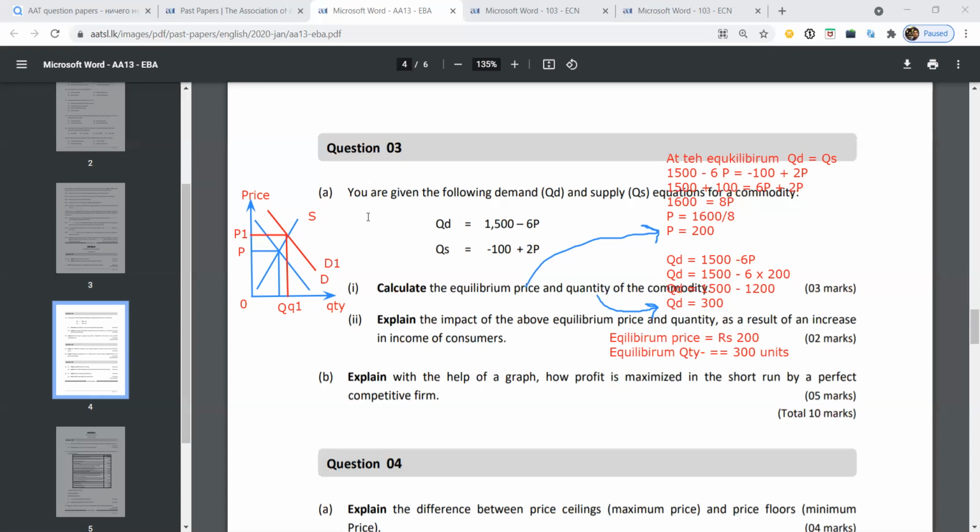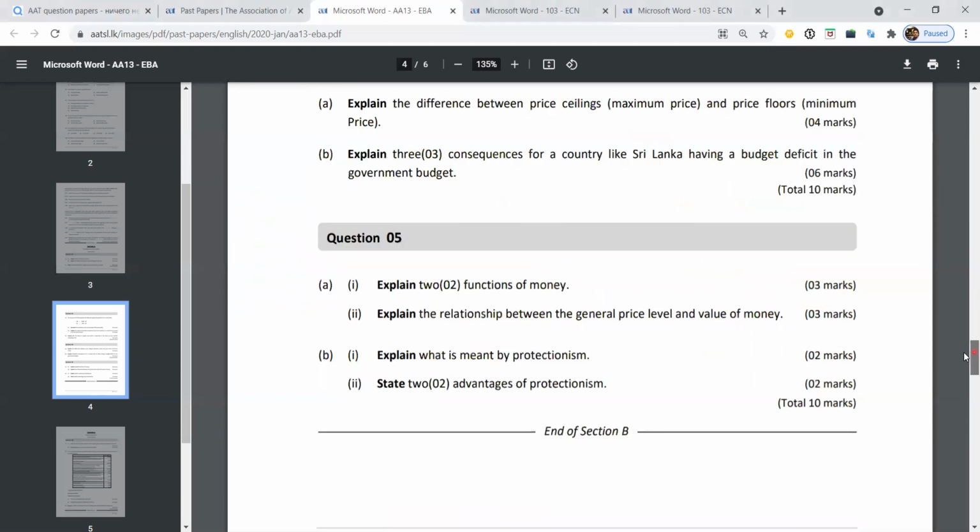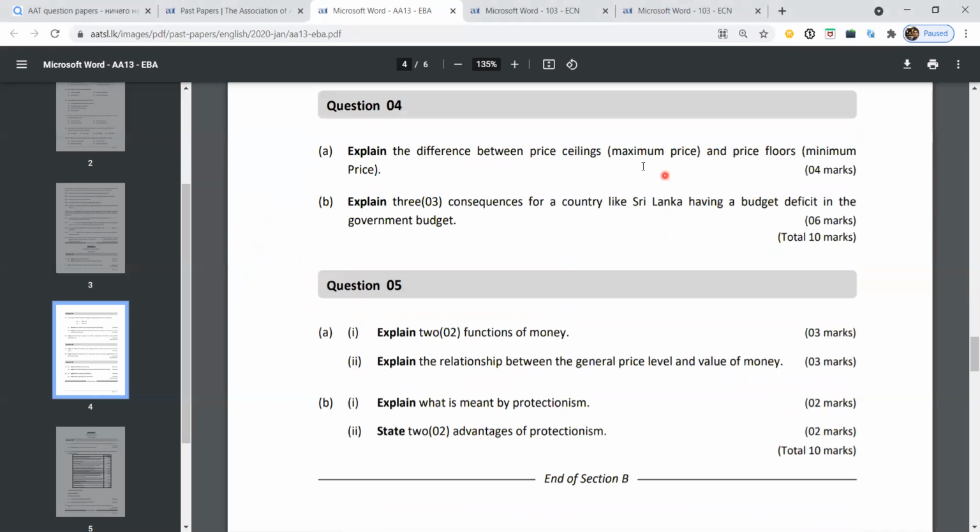Then the next one: we can't do question B, but we can try question 4A. In question 4A, the difference between price ceiling and price floor. We understood price ceiling and price floor are government interventions, in other words, ways of controlling market prices.